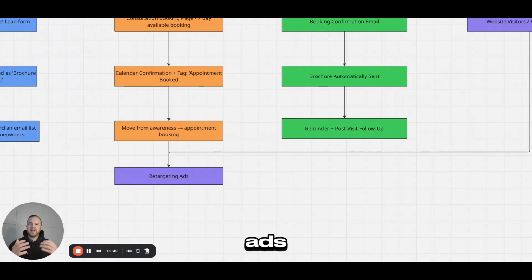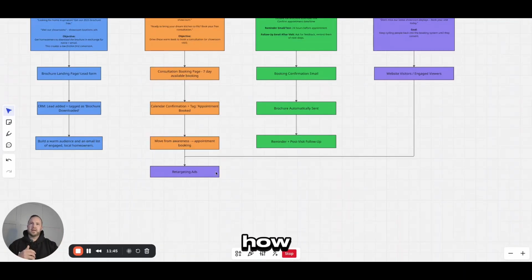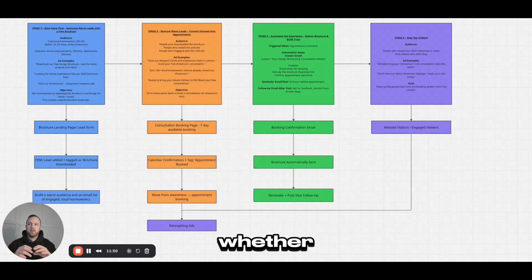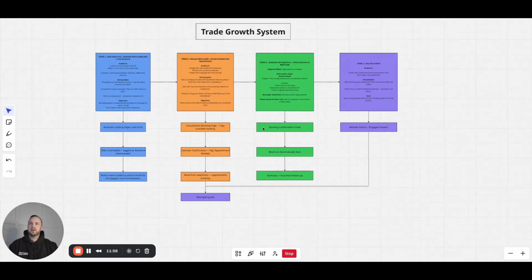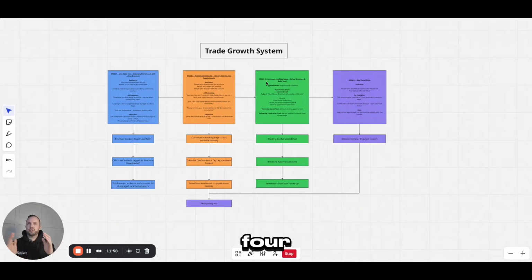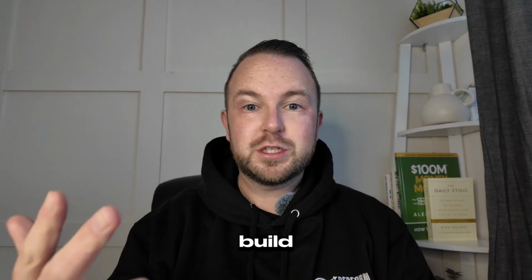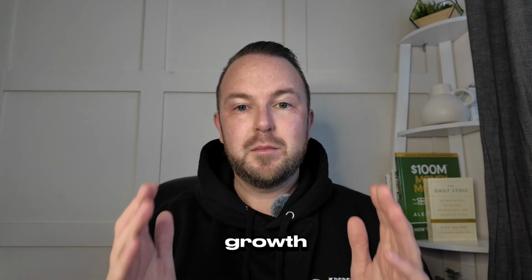So the retargeting ads, again, is for getting people back into your sales process. And this is how, as a trade business, you stay top of mind in your market, whether that be local or if it's a more national kind of market that you're going for. So this is the 4-stage trade growth system that we implement for our clients at Perform and Scale Marketing, and I hope you found this valuable. So that is the exact strategy that we use to help trade businesses generate quality leads, book more jobs, and build systems that create consistent growth month on month.